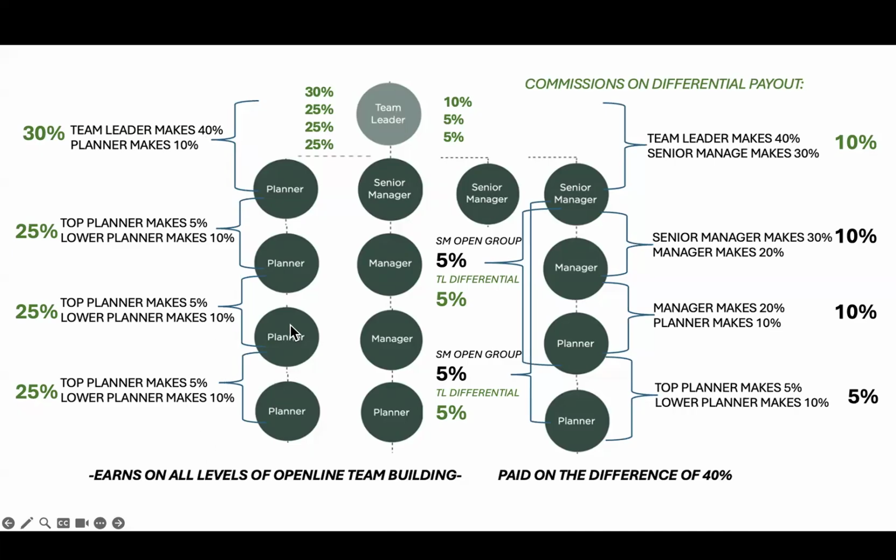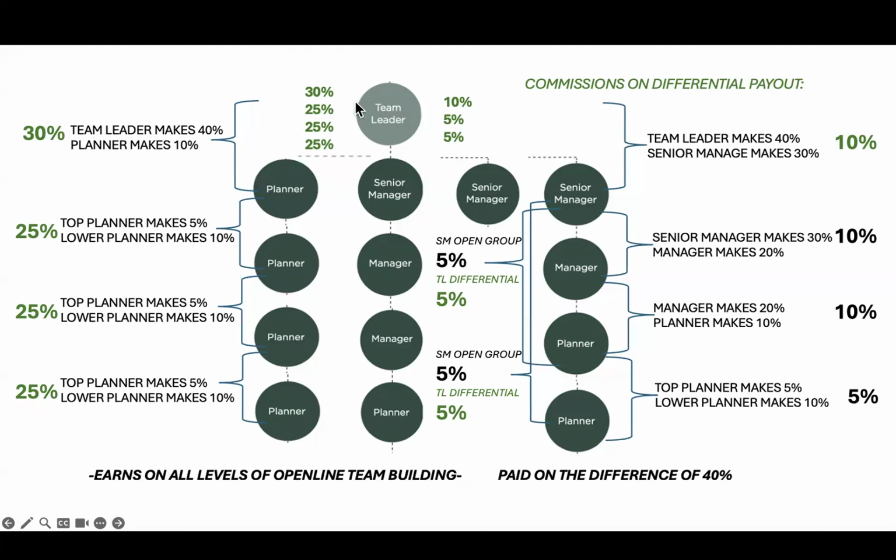Now let's look at level 3 and 4 planner. Same thing, right? A planner will only make 5% on his level 1 planner. So what does this mean? This is open, open, open line. There's no senior manager in between the team leader. So same thing. The top planner will make 5% generation on his level 1 planner, and the lower planner, whatever he buys or sells, makes 10%. So from the 15%, and he's at 40, the difference that's left over, the 25%, goes to him. So on all these transactions, he's making 30% off this transaction.